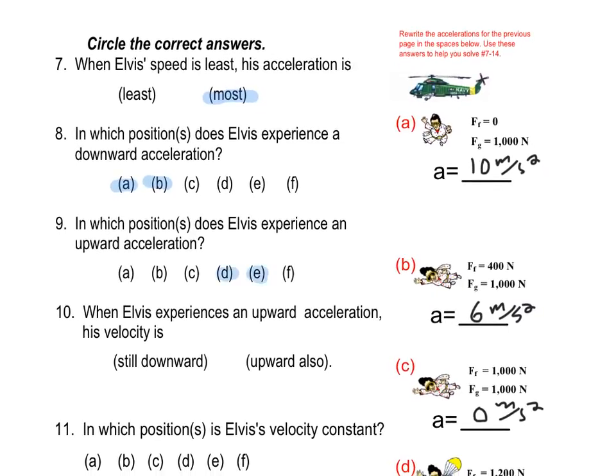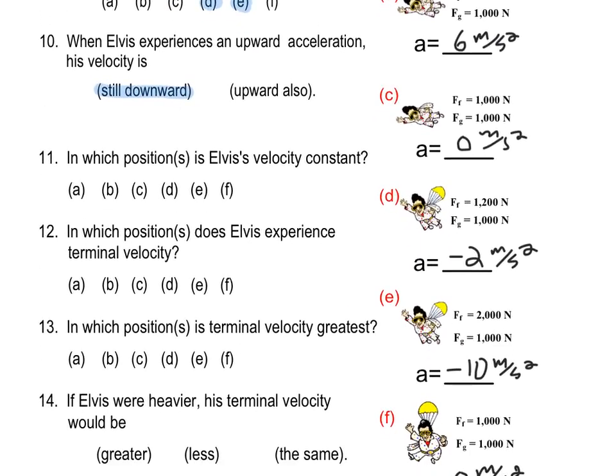Number 10 asks you then, when Elvis experienced an upwards acceleration, what's his velocity doing? Well, think about it this way. Velocity is how fast you're going, and does Elvis ever come to a stop and go back upwards when he's skydiving? The answer is no, right? So that means that he has to be having the velocity point downward the entire time, no matter what, okay? And even when you have an acceleration that points upward with the net force at positions D and E, that skydiver is still moving down and still has a velocity that can go against the acceleration.